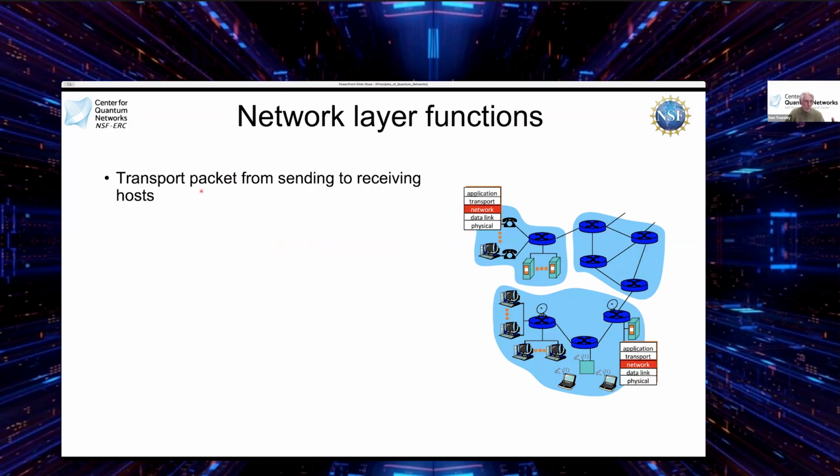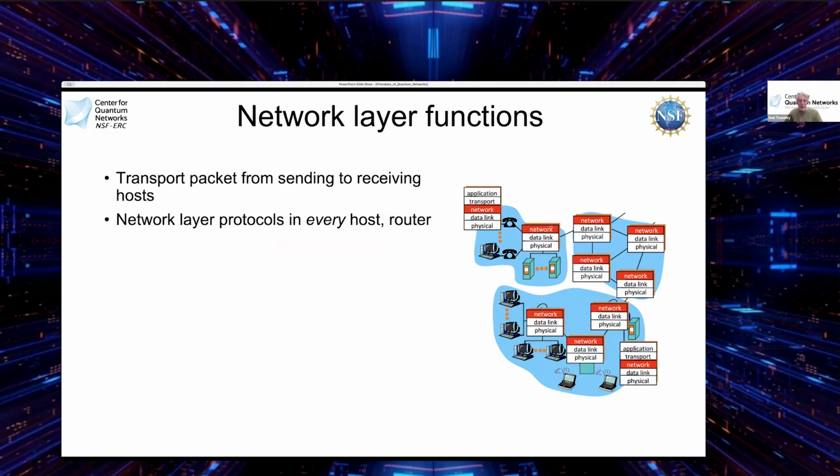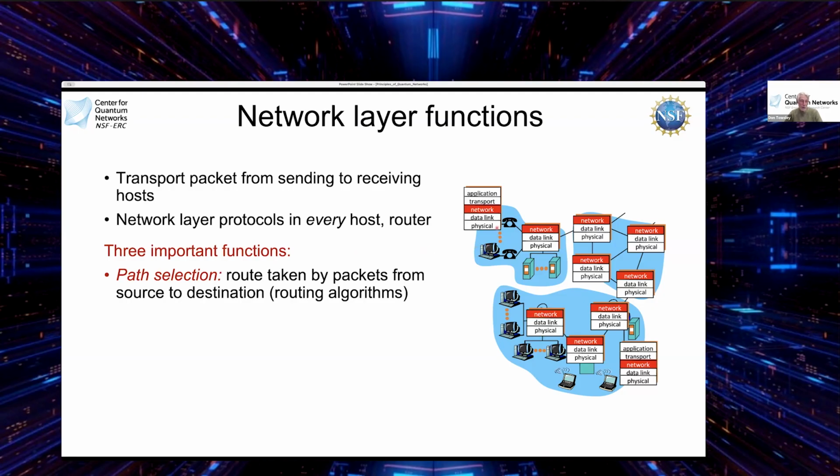Namely, it's to transport a packet from, let's say, a sending host to a receiving host. What that means is every host and every router has to have the network layer protocols that participate in this transfer between two end nodes. There are three important functions of this network layer. One, we need to select a path or route between the two end nodes that the packets will take. That's usually done with the assistance of a routing algorithm.